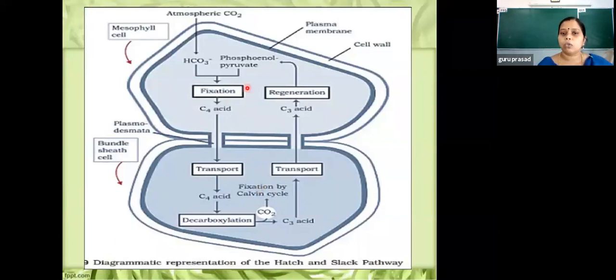Here both the cells are involved, mesophyll cells along with the bundle sheath cells. Why? Because mesophyll cells lack rubisco enzyme and contain PEP carboxylase, that is phosphoenol pyruvate carboxylase enzyme. So this is the diagrammatic representation of the C4 pathway, as well as Hatch and Slack.